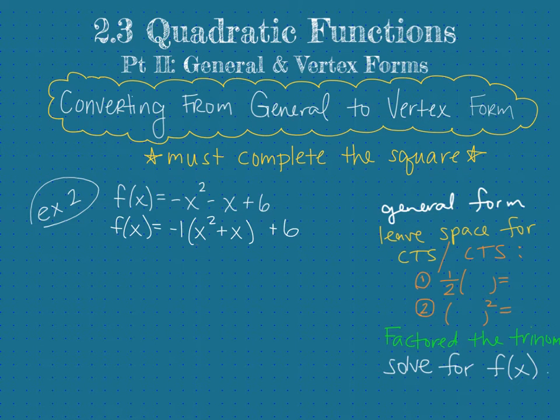Okay, the next thing we need to do is leave space for completing the square. So let's do that in yellow. So I'm going to leave space on both sides of our equal sign.